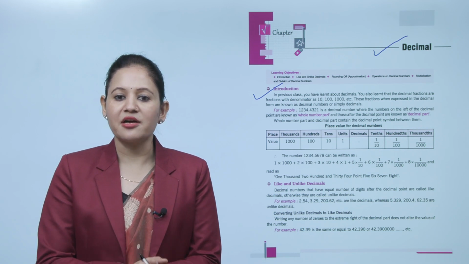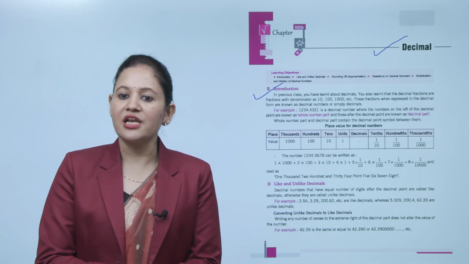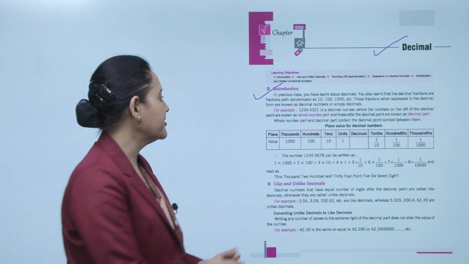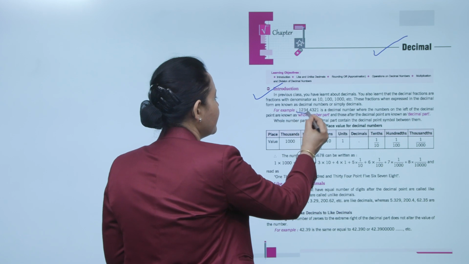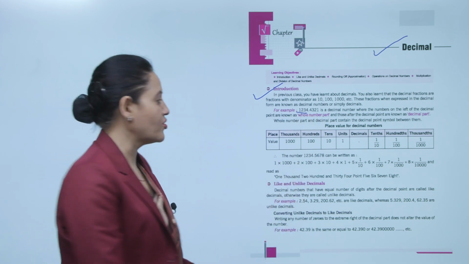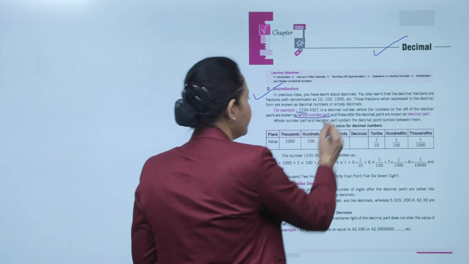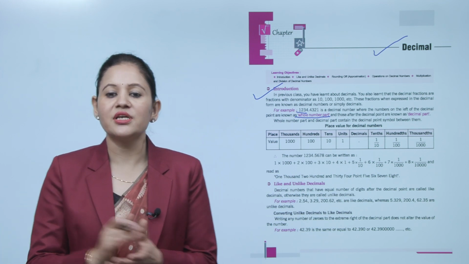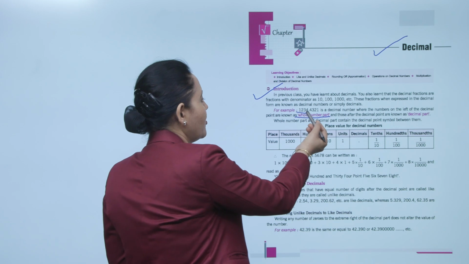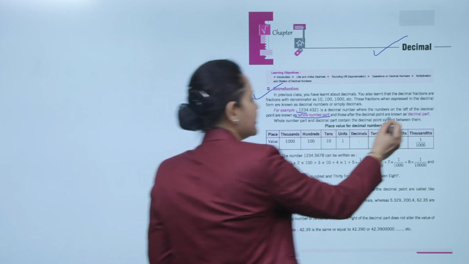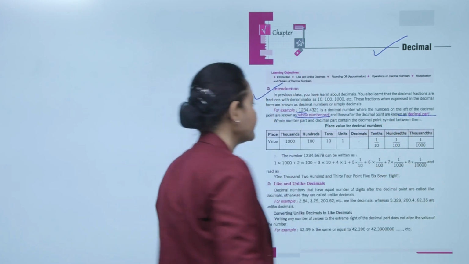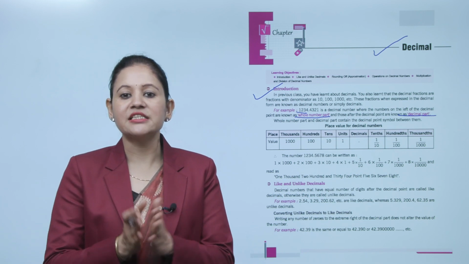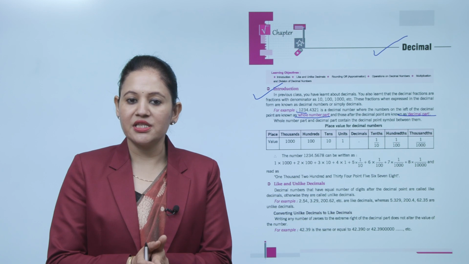1234.4321 is a decimal number, where the number on the left of the decimal point is known as the whole number part. Means this part, left of the decimal, is known as the whole number part, and those after the decimal point are known as the decimal part. Means 0.4321, that is the decimal part. The whole number part and decimal part contain the decimal point symbol between them.